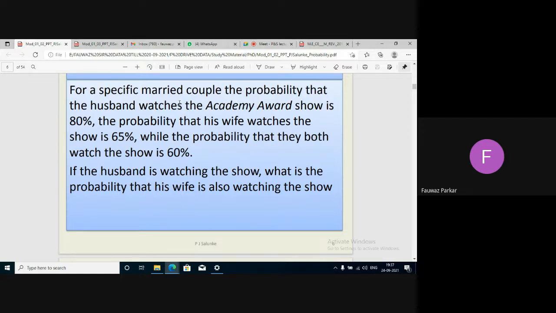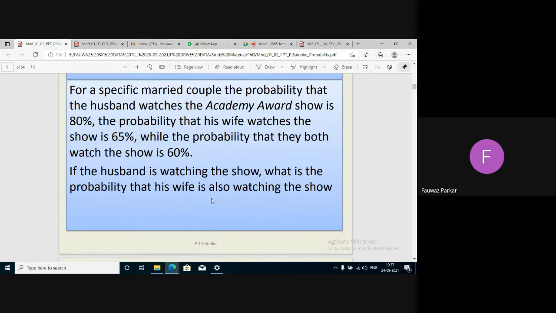Fine. So these are two independent events. The probability of the husband watching the show is 80%, and the probability of the wife watching the show is 65%. The probability that both watch the show together is 60%. And if the husband is watching the show, what is the probability that his wife is also watching the show? A condition has been given: the husband is already watching the show. This condition is known. What is the probability that the wife is also watching the show?